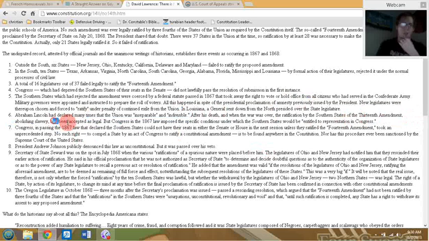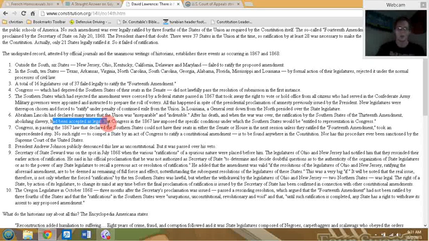But Congress in 1867 passed a law imposing the specific conditions under which Southern states would be entitled to representation in Congress. Congress, in passing the 1867 law, declared that the Southern states could not have their seats in either Senate or House in the next session unless they ratified the 14th Amendment. It took an unprecedented step.